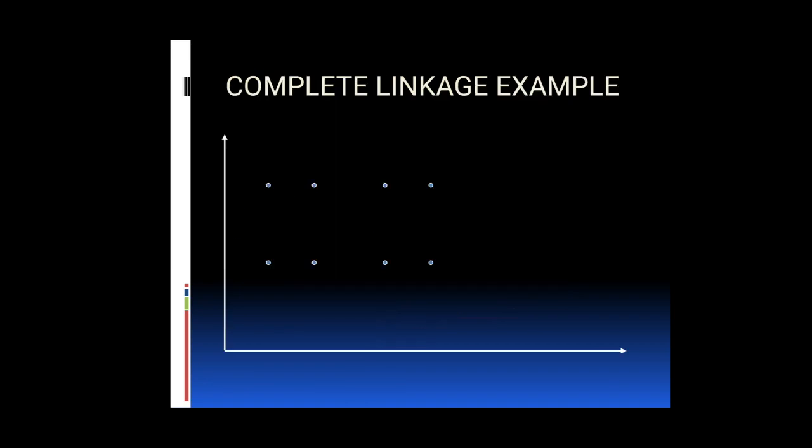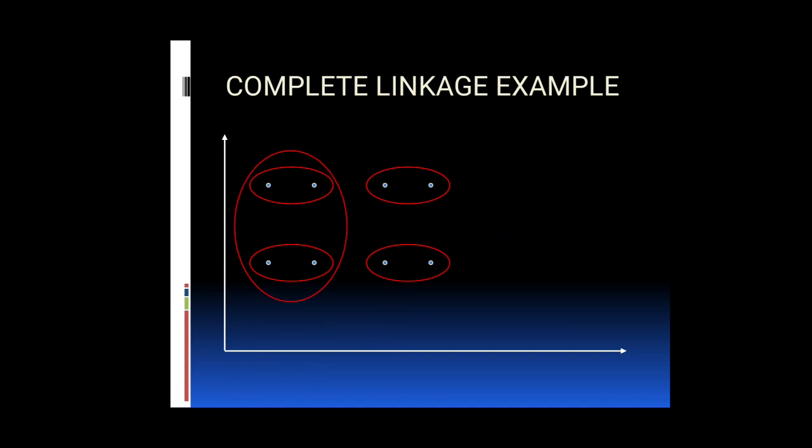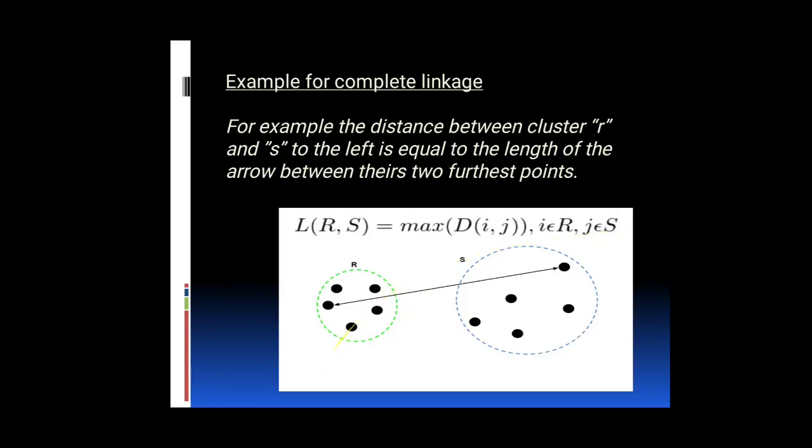Example for complete linkage. We merge in each step the two clusters whose merge has the smallest distance, or the two clusters with the smallest maximum pairwise distance. According to time complexity, the worst case for the complete linkage is theta of n square log n.